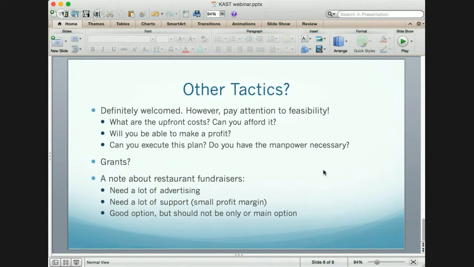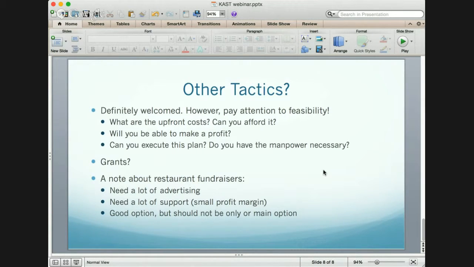And then restaurant fundraisers. They're interesting. I've done a couple for other organizations, and the shared characteristics are they need a lot of advertising, you need a lot of support from the student body, so you need to find a restaurant that's really popular, and they also tend to have a small profit margin just because very little of the actual check goes towards the organization being supported. Grace, do you have anything to contribute on that front, if RM has been successful with restaurant fundraisers?